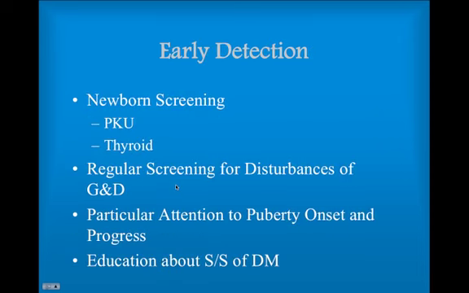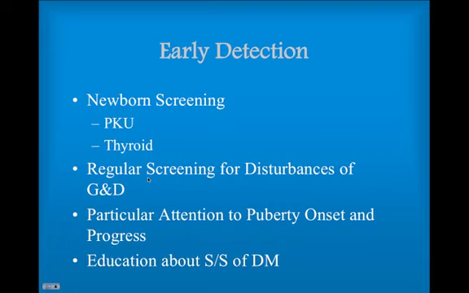Early detection is really important in endocrine disease for a number of reasons. If we think about thyroid disease, for example, the newborn screening is extremely important because it may determine whether that child develops normally, neurologically, or not. So we have newborn screening available to us as an early detection method.